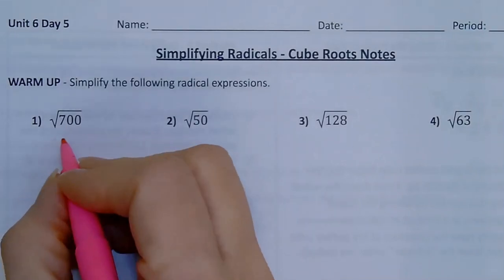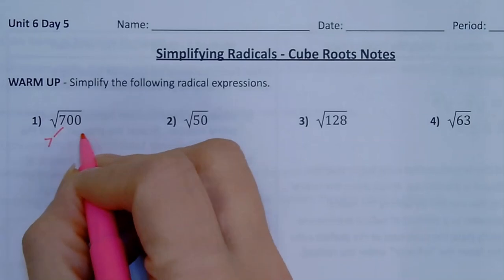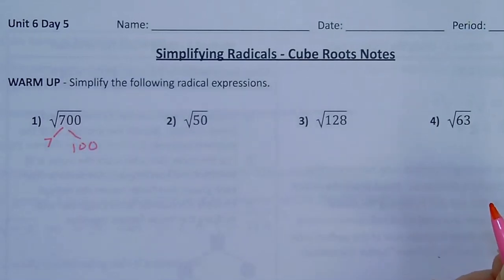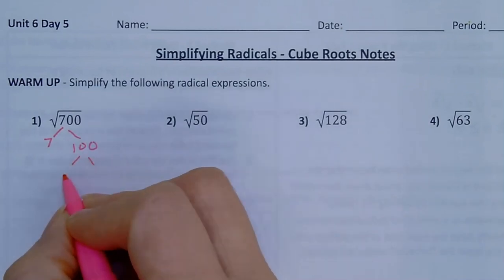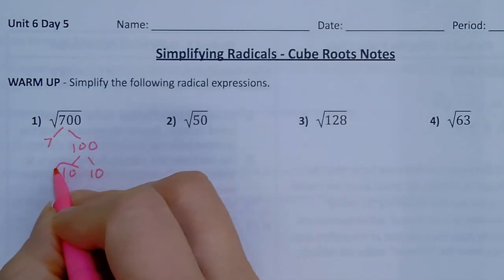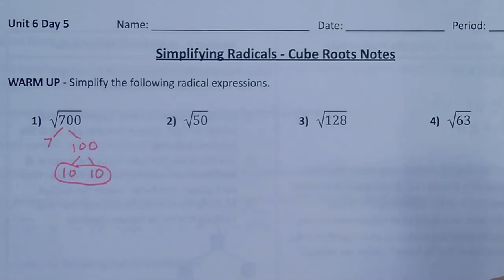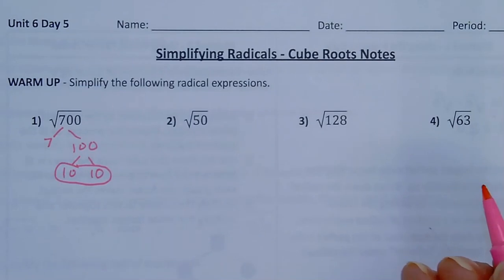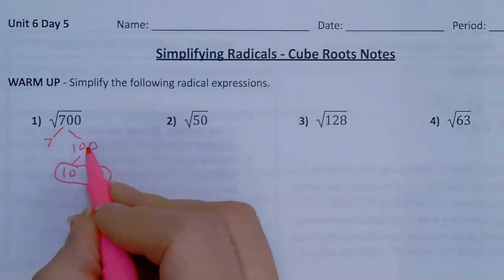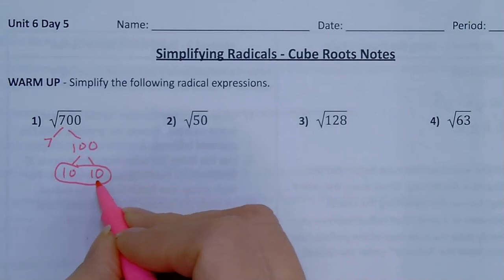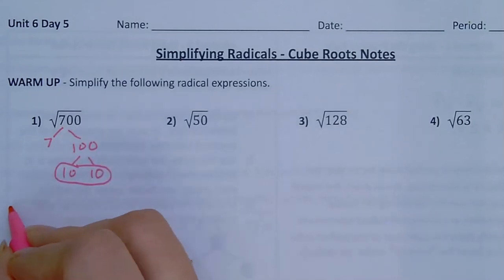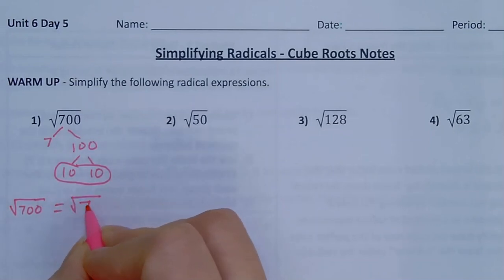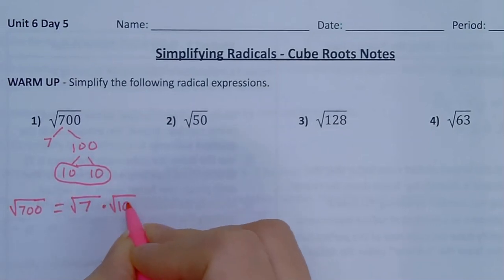So for me, in my mind, 700 is 7 times 100. I'm choosing those numbers because I know 7 times 100 is 700, and this is a perfect square, 10 times 10. As soon as I see that I have a pair of numbers, the exact same thing twice, I know that that's what I'm going to pull out of my radical sign. So I'm just going to show you, this would be 7 times 10 times 10, or I know that the square root of 700 equals the square root of 7 times the square root of 100.